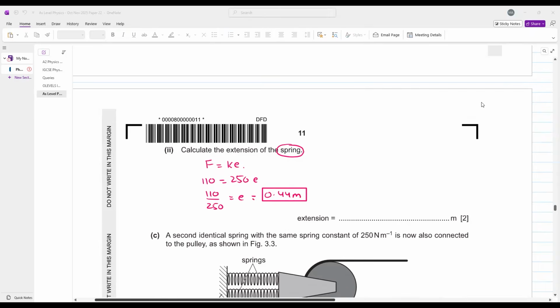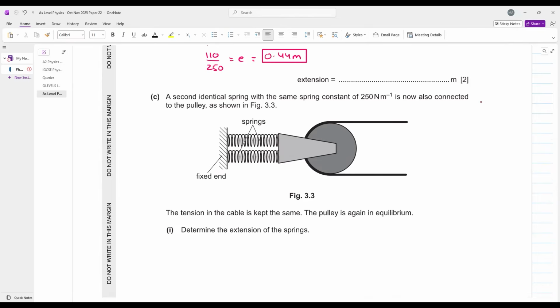Moving ahead, beta. A second identical spring with the same spring constant of 250 Newton per meter is also connected to the pulley as shown in figure 3.3. We have connected one more spring, as shown here. The tension in the cable is kept the same. The pulley is again in equilibrium. If you are in equilibrium, the resultant force will be 0. The force on the right side will be equal to the force on the left side. Perfect. Determine the extension of the spring. How will you do that?